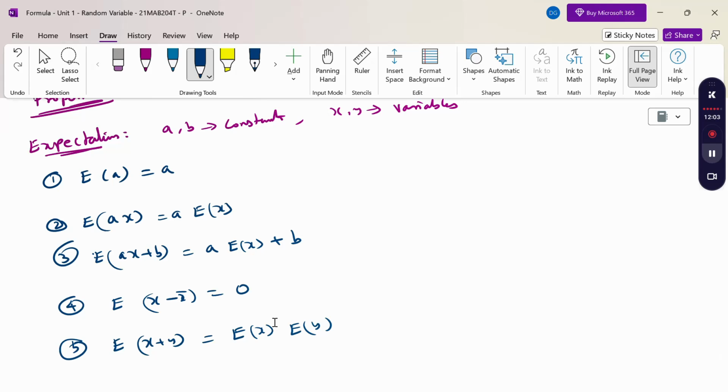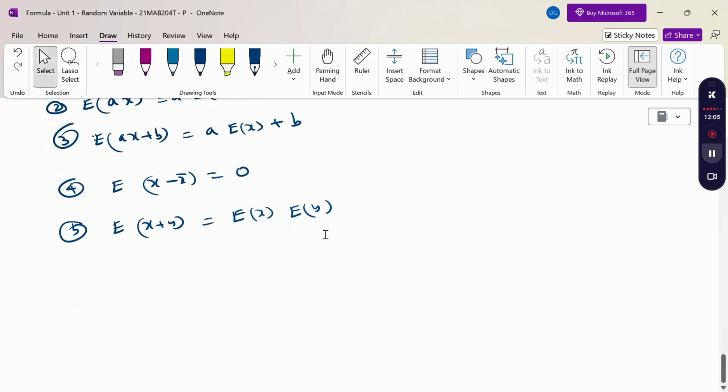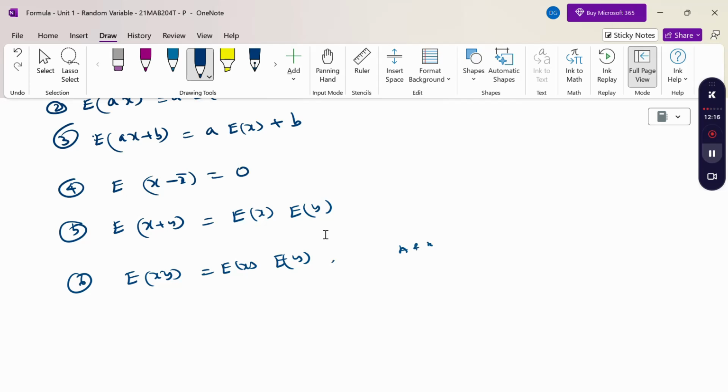So if x and y are independent, then the expectation of xy equals the expectation of x times the expectation of y, that is, when x and y are independent.